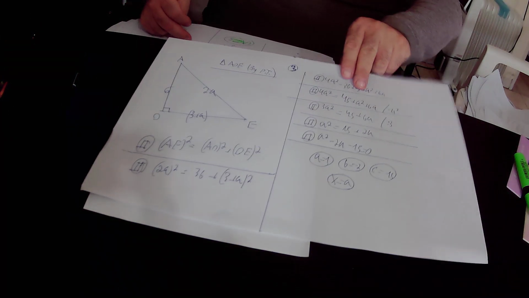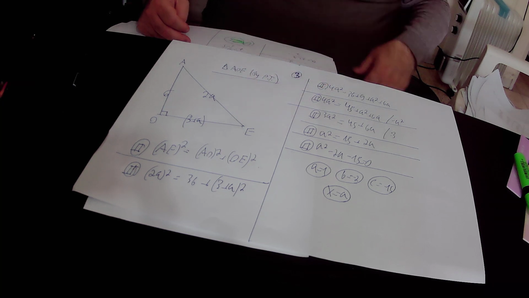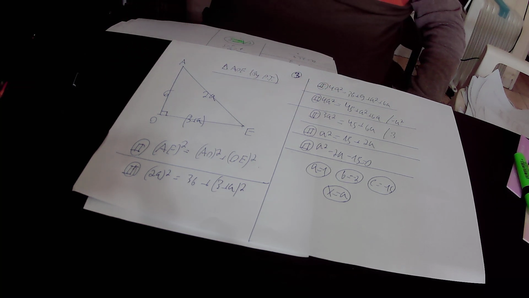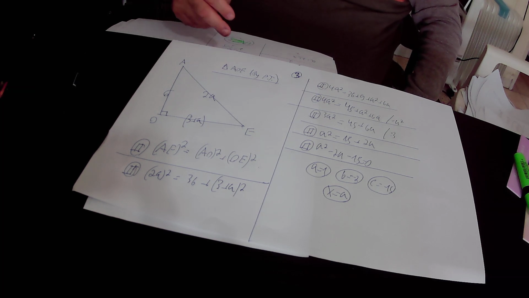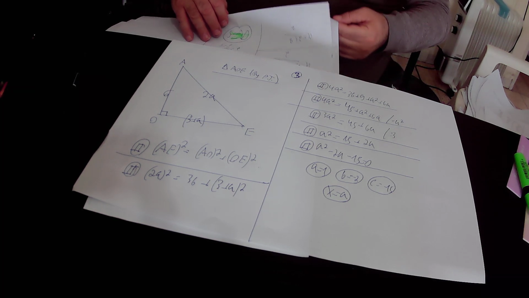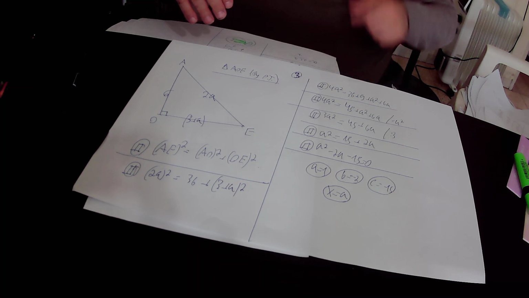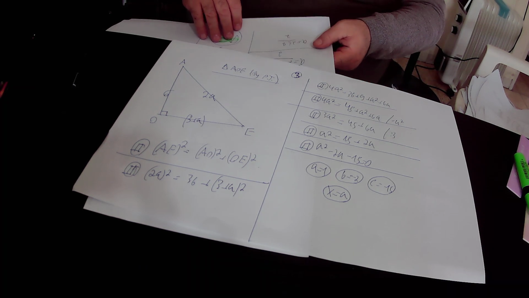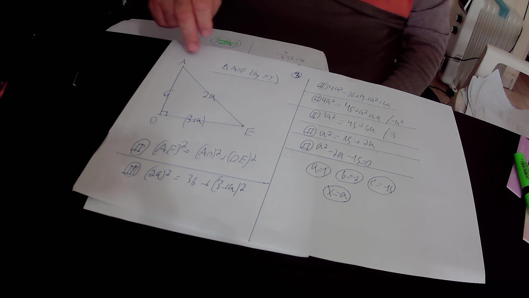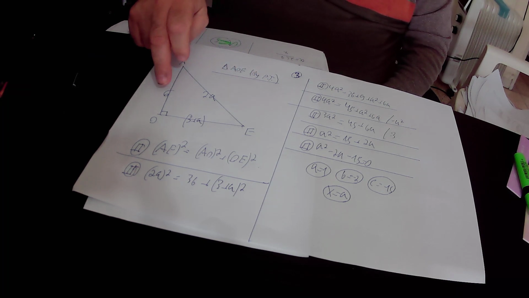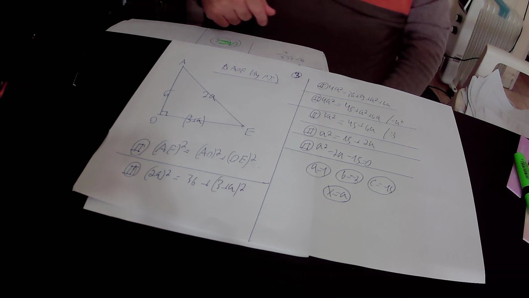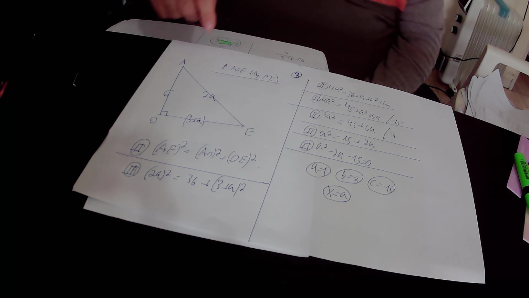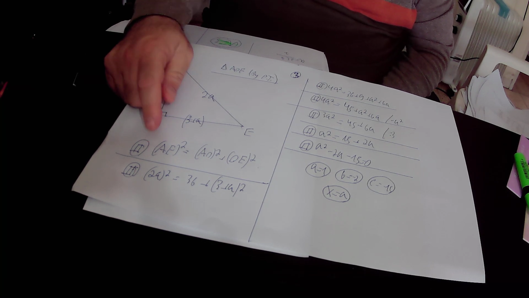So you can write here that OE equals 3 plus A, AO equals 6, and AE equals 2A. We implemented the Pythagoras theorem on this right triangle AOE. According to the Pythagoras theorem, the square of the hypotenuse equals the sum of the squares of the perpendicular sides. That is to say, AE squared equals AO squared plus OE squared. AE equals 2A, so AE squared is (2A) squared.